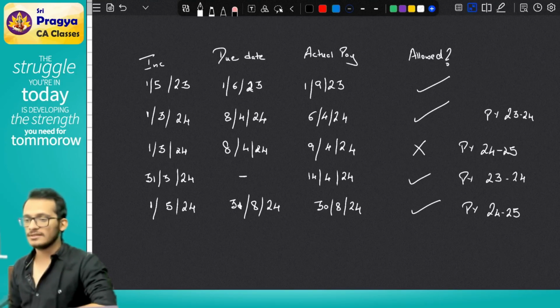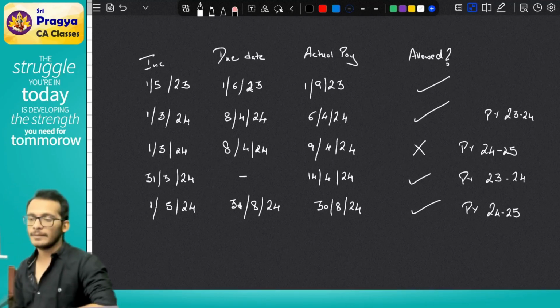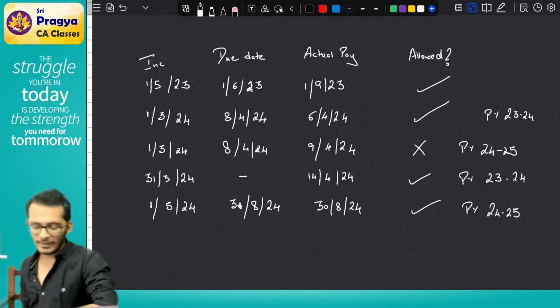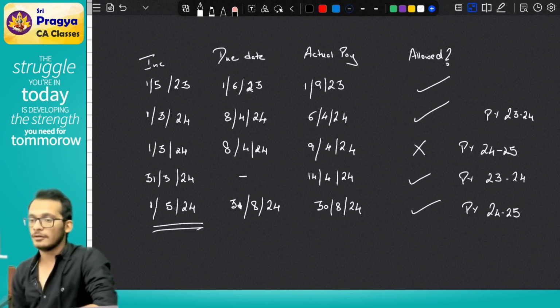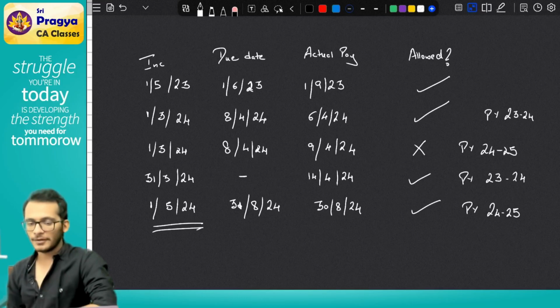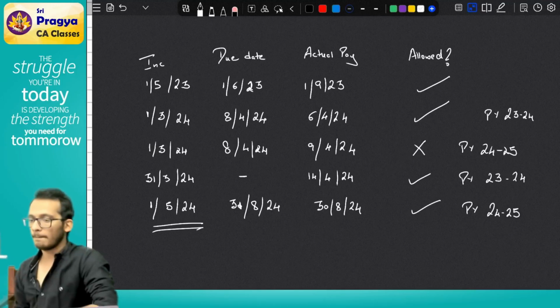Therefore, provisions are still satisfied. Therefore, it will be allowed in the previous year 24, 25, because that is the year of incurrence. Yes or no? Note down the example in your book quickly. Take a post-it. Note down the example.